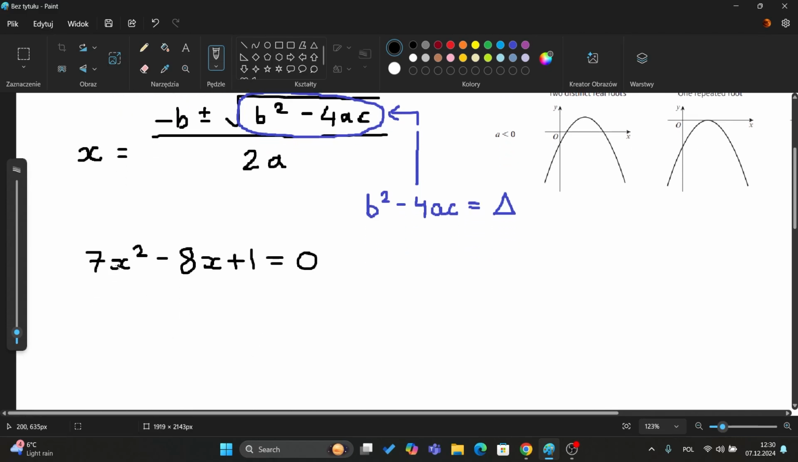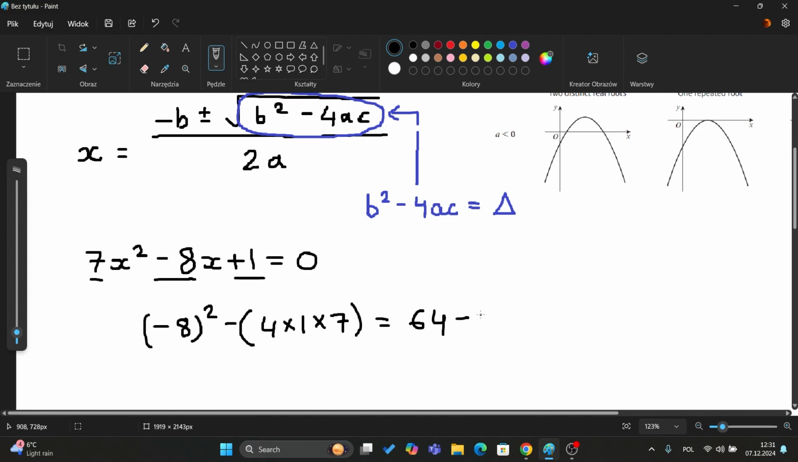Well, if we have the coefficients 7, minus 8 and 1 for a, b and c, we plug those numbers into b squared minus 4ac, so we get minus 8 squared minus 4 times 1 times 7, which is 64 minus 28, which will be equal to 36.